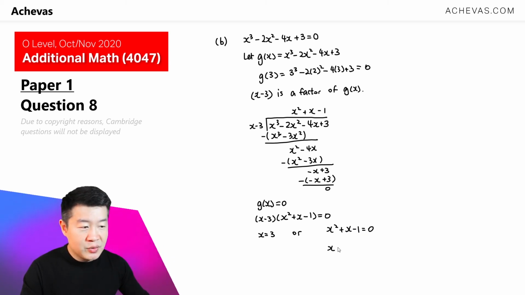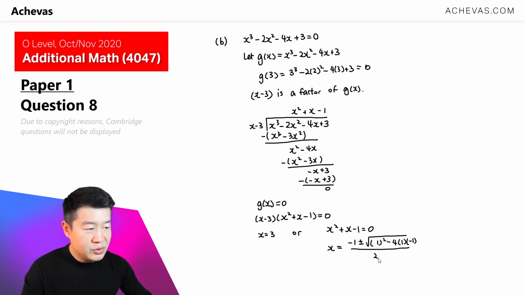To solve for this, I'm going to make use of the quadratic formula. So it's minus 1 plus or minus the square root of positive 1 squared minus 4ac, all divided by 2a. And this is going to be minus 1 plus or minus square root of 5, over 2. So we have the other two roots. One of them will be minus 1 minus square root of 5 over 2, and the other is minus 1 plus square root of 5 over 2.